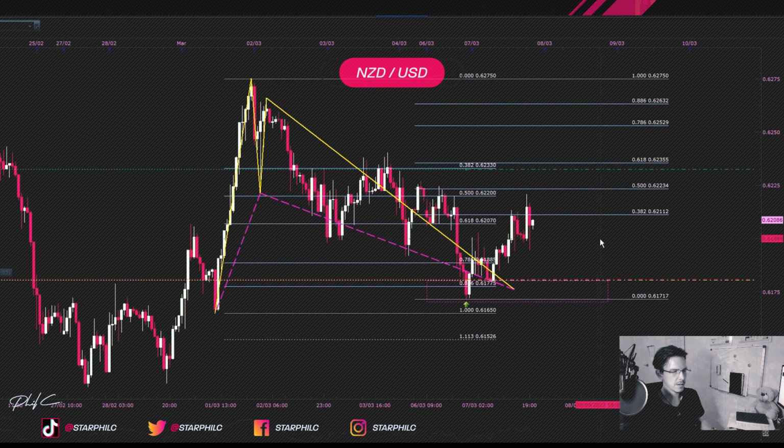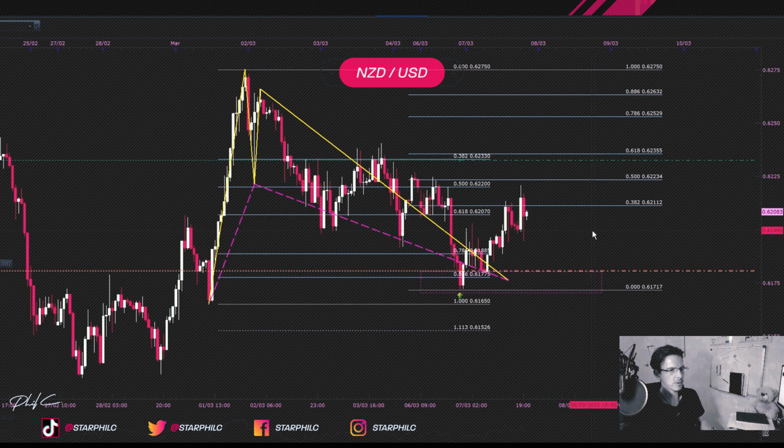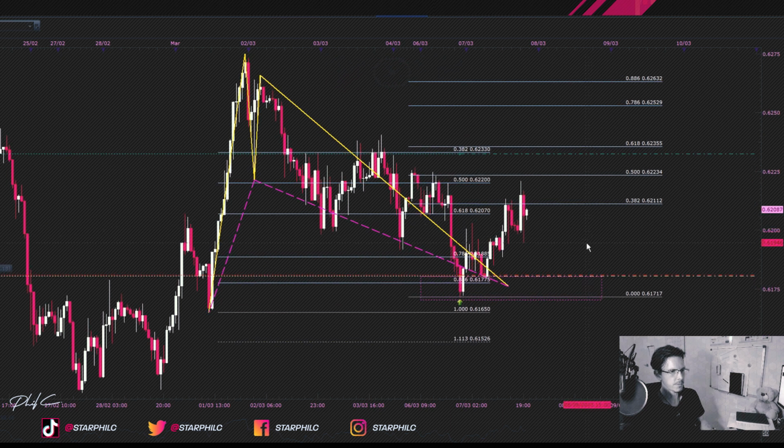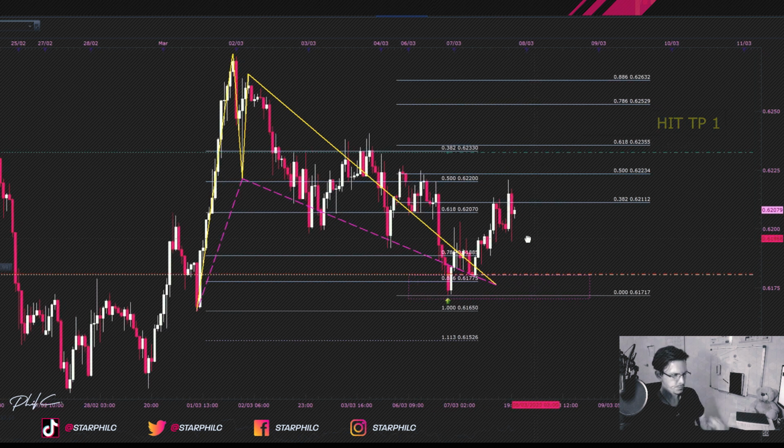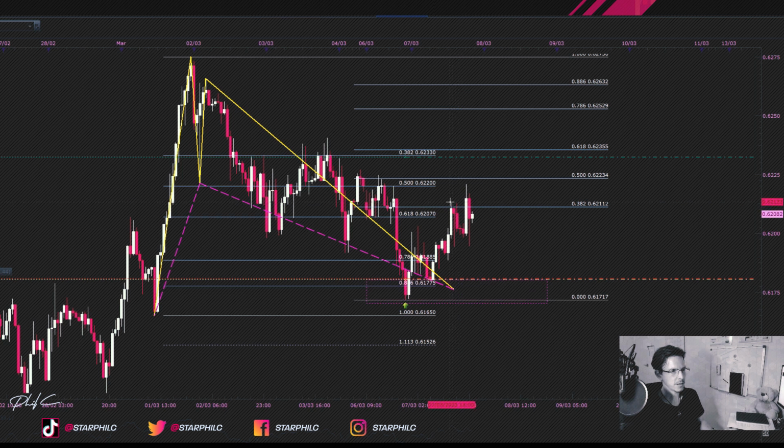Kiwi dollar still currently in this trade. At least this one didn't get RBA'd, because that's the Aussie. This one here, we come up, hit target 1, 382. And then we come down a little bit, and then we come up a little bit. And what we're looking for is a little bit more up into the 618 for target 2.